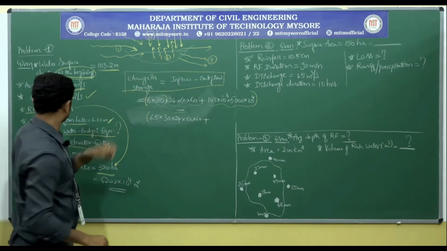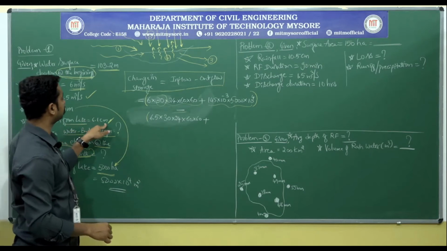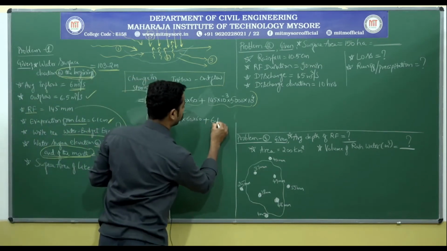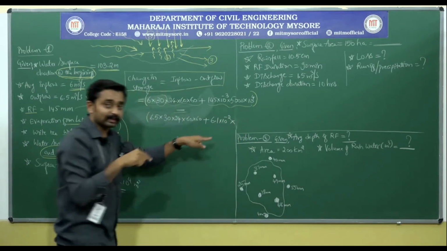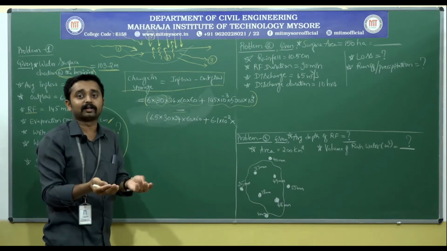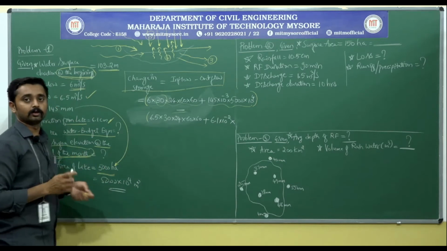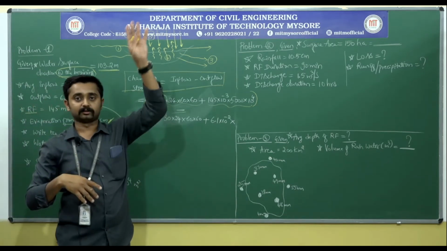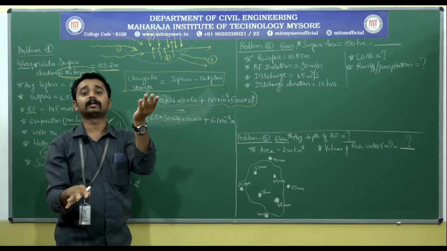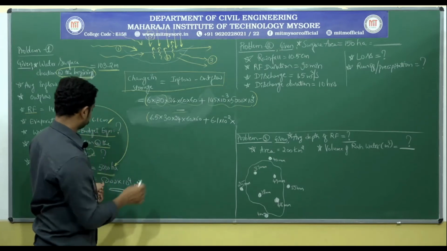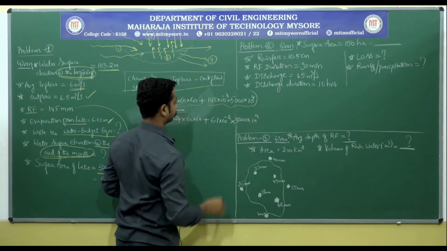What else is there? Evaporation. How much evaporation? Evaporation from the lake is 6.1 centimeter. This evaporation is taking place over some certain area, right? What is that area? This is the area. In a certain area rainfall is coming. From the same area, evaporation is taking place. Now, same area, so that is 5000 into 10 power 4.